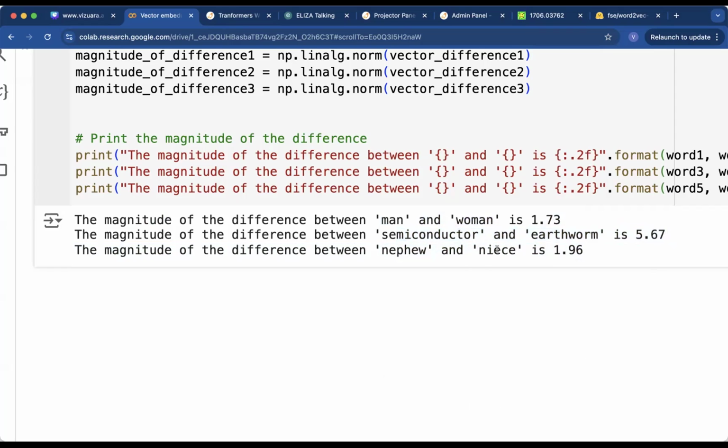That's awesome, right? We have essentially converted the mathematical difference into an intuitive sense of meaning. Semiconductor and earthworm are not related, so the vectors for these would be very much far apart. That's why the distance between them is pretty high.